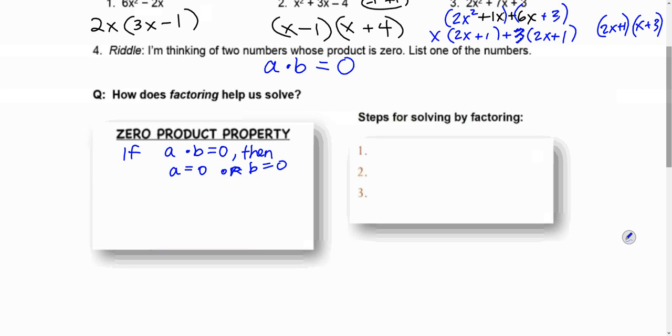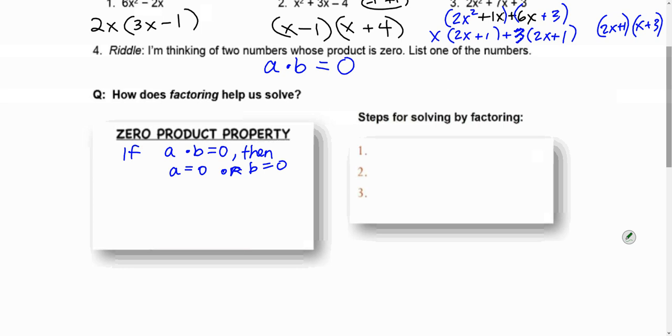So we're going to use that idea because in factoring, when we factor something, we rewrite it as a multiplication problem. And so we're going to use that to our advantage to solve for our x's. I'm going to show you an example of what I mean by the zero product property.